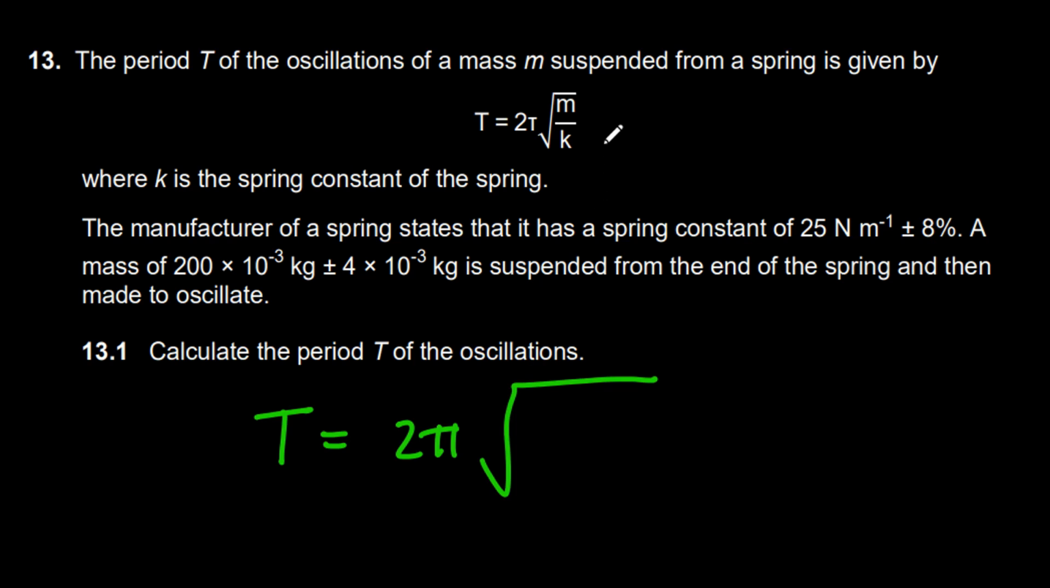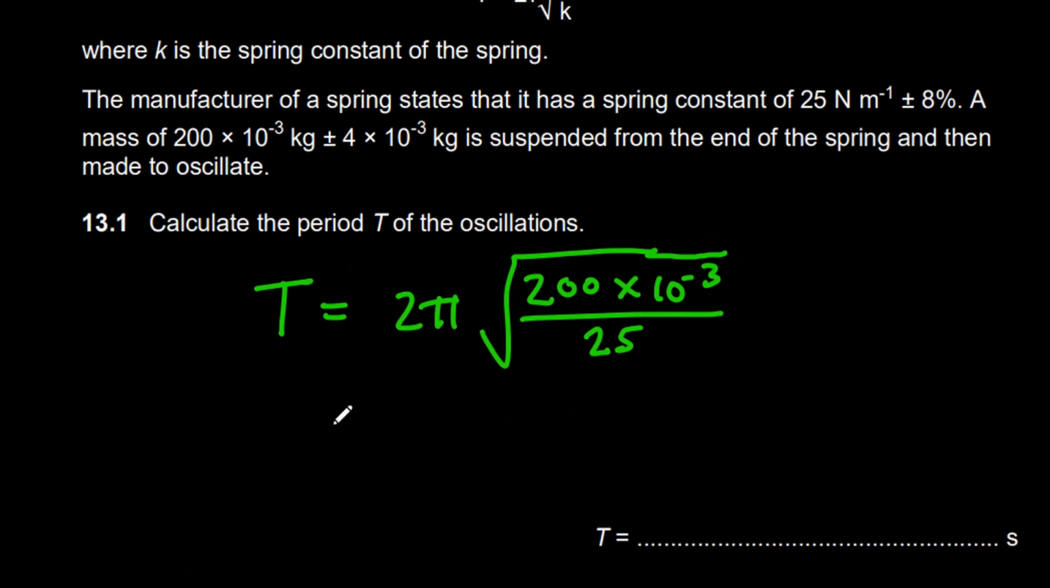We just plug into our equation. The mass M is 200 times 10 to the negative 3, over K, which is 25 newtons per meter. So let's work that out.